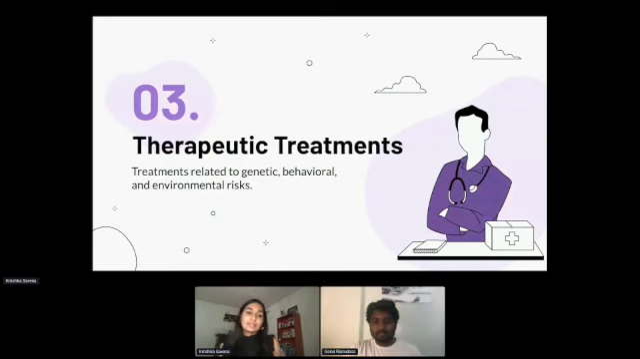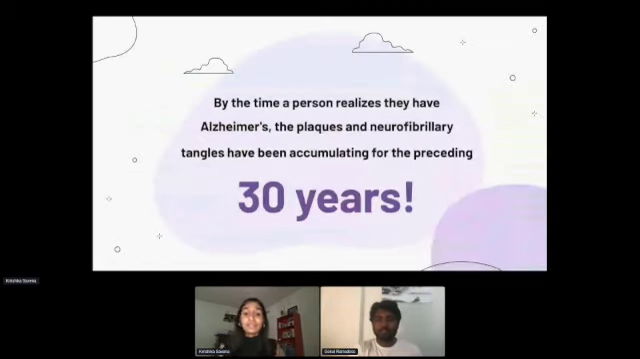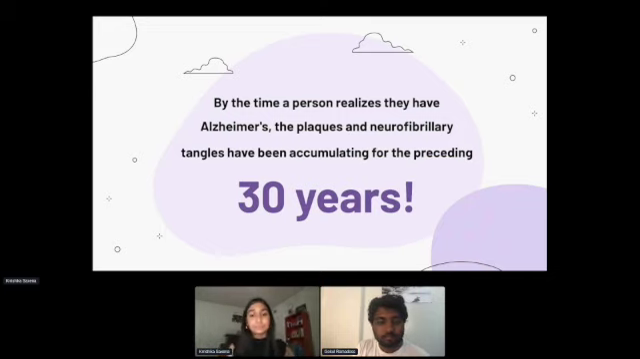So therapeutic treatments. So though there is not a cure yet, there is still hope. These treatments are really still effective even if there isn't a cure, because by the time a person realizes they have Alzheimer's, the plaques and neurofibrillary tangles have been accumulating for the past 30 years. So it might be a little too late when you find out you have Alzheimer's. So this is why it's important to know the risks early on and the treatments associated with it.